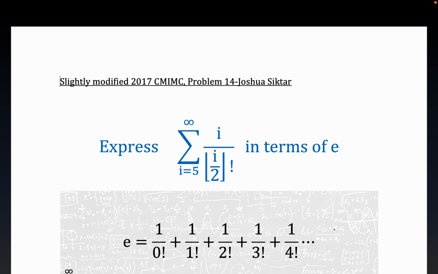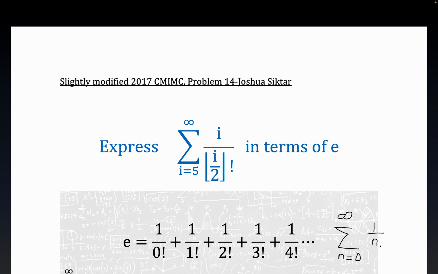Hey everybody, tonight we're going to work on this summation problem where we want to express the solution in terms of e. Now, I'm sure most of you are familiar with this definition of e as an infinite sum. There's also a well-known limit for e, but it's just the sum from n equals 0 to infinity of 1 over n factorial.